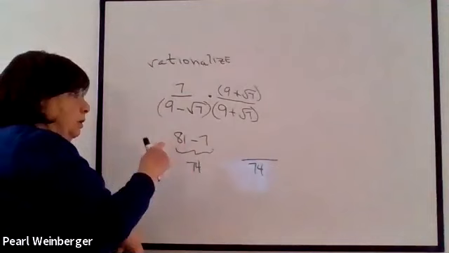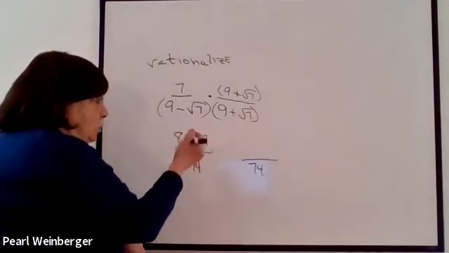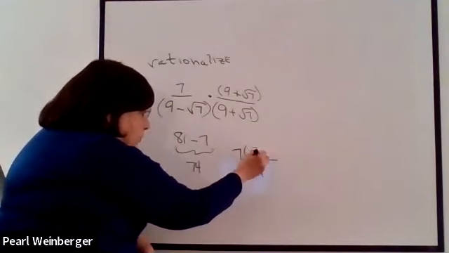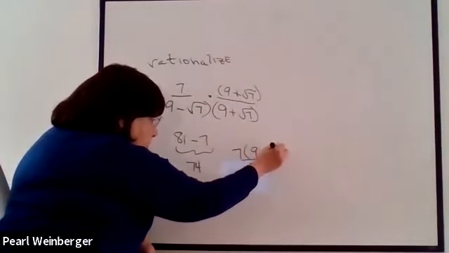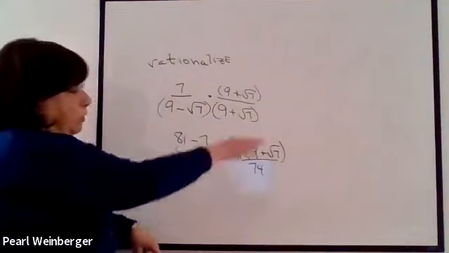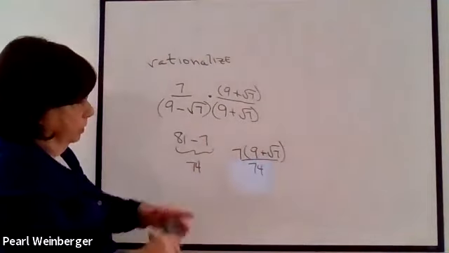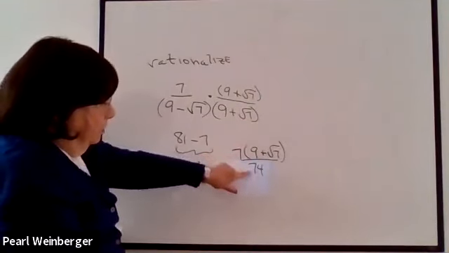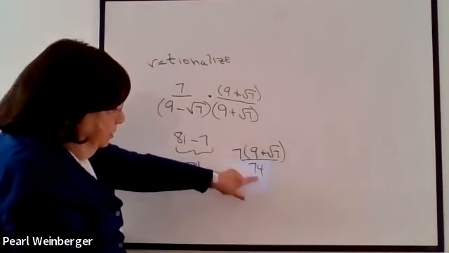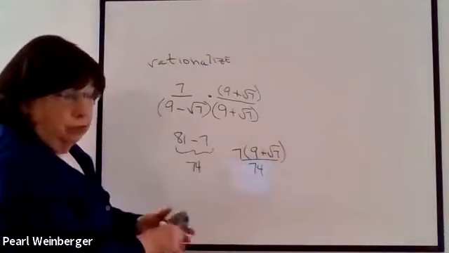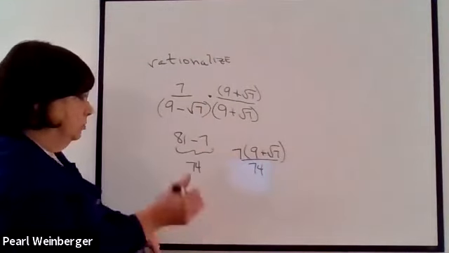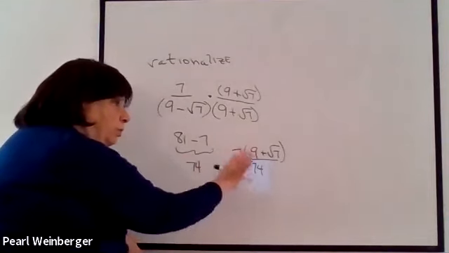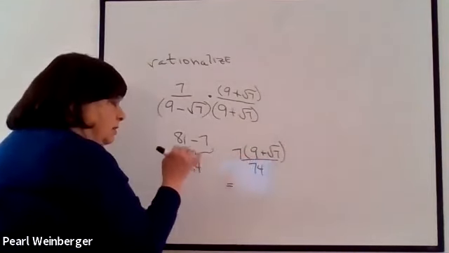Now my numerator, I can write in two different ways. I could write it as 7 parentheses 9 plus radical 7. I could leave it in what we call the factored form. Notice I can't reduce the 7 and the 74. If this would have been like 77, I might have been able to reduce it, but like this, 7 doesn't go into 74. I can leave my answer this way, and this is a perfectly good answer.